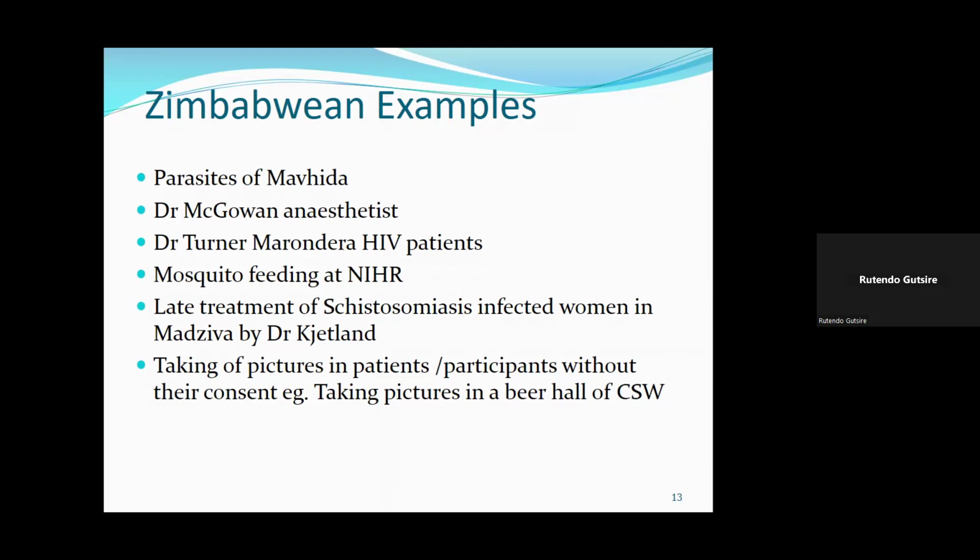Then we have mosquito feeding. NIHR, that's the National Institute of Health Research. It's out there in Tongogara Street. I worked there. When I got there in 1994 as a junior scientist, there were men, sweepers, junior staff members who always used to wear long-sleeved shirts. It was because they were used as mosquito feeders or mosquito bait. Mosquitoes can use any other blood, but they love biting human beings because we have nice smooth skin, which their proboscis can easily pierce to get blood.